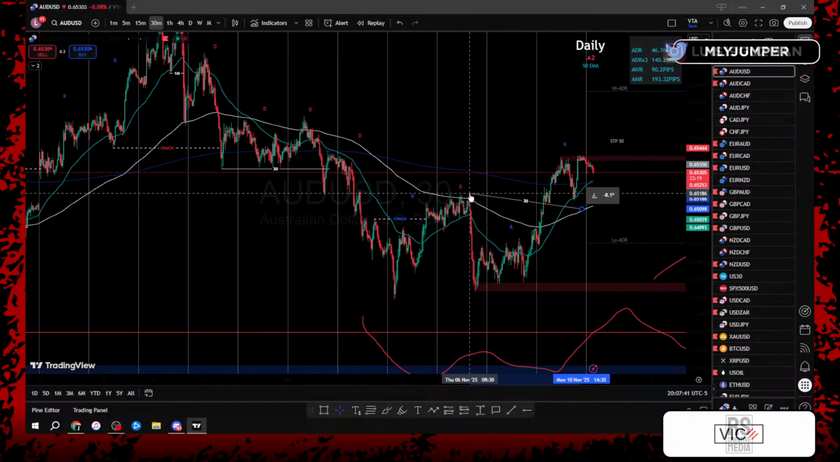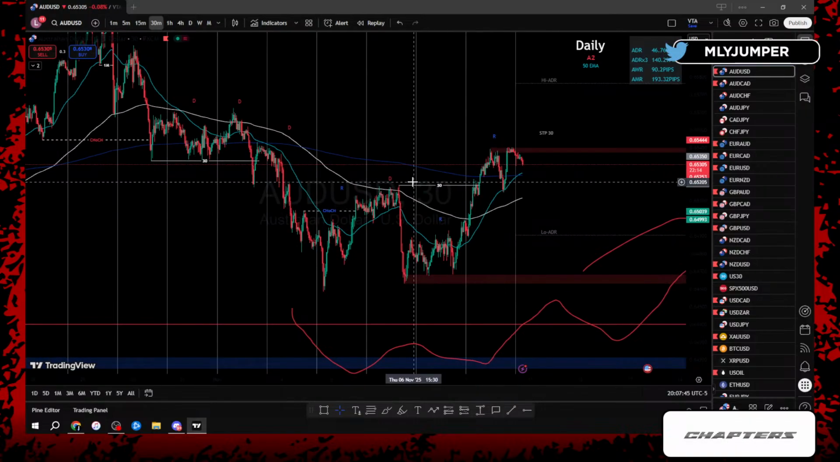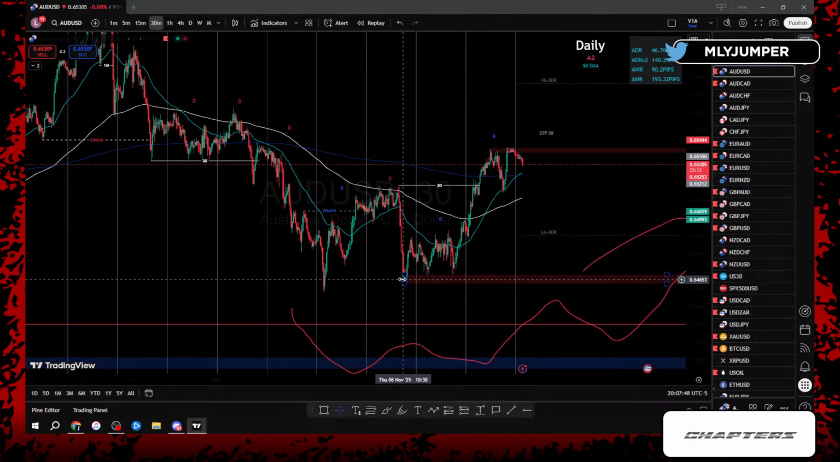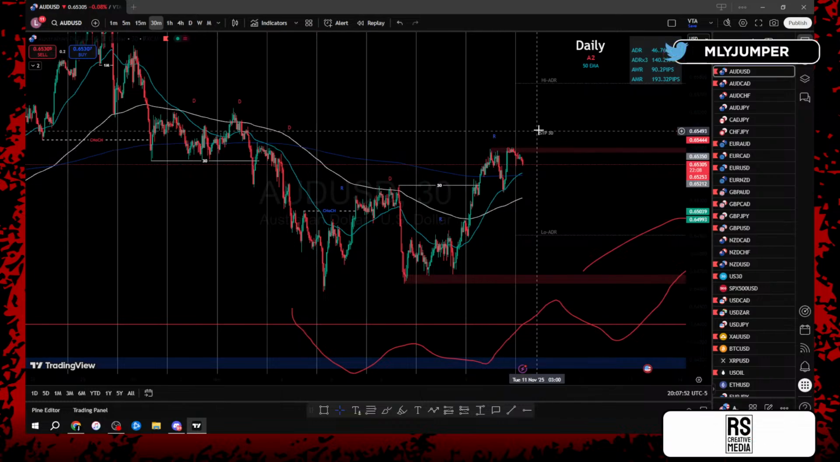Good catch on that. I wouldn't have noticed if you hadn't said something. Right? So now we know we're trading between this higher low here on the 30-minute time frame and this higher high on the 30-minute time frame.